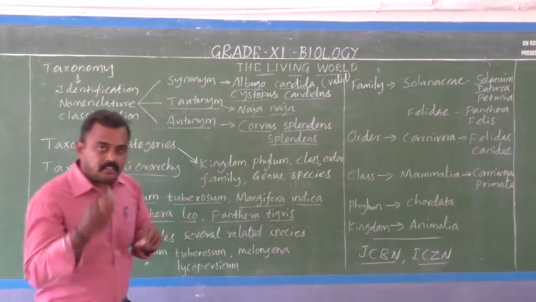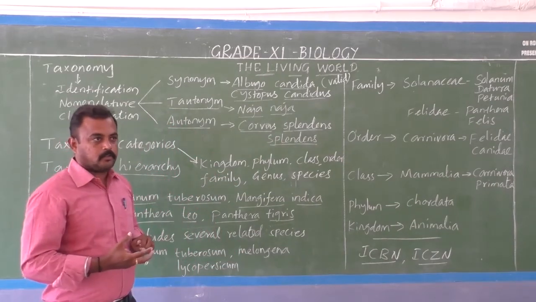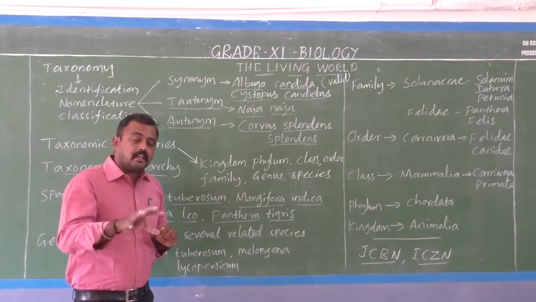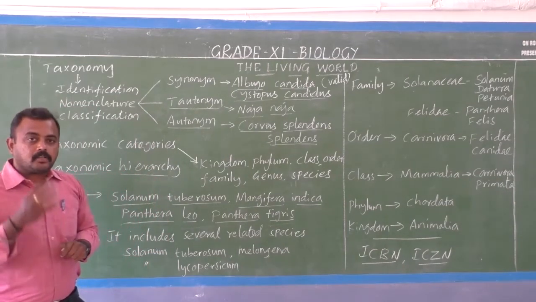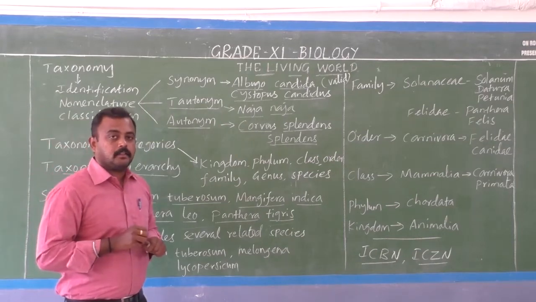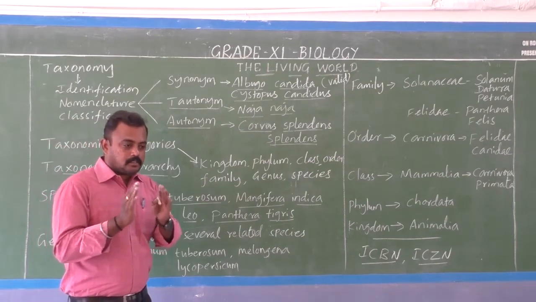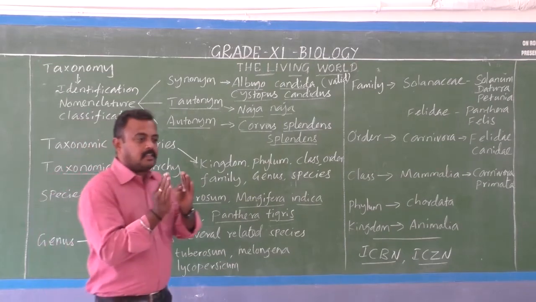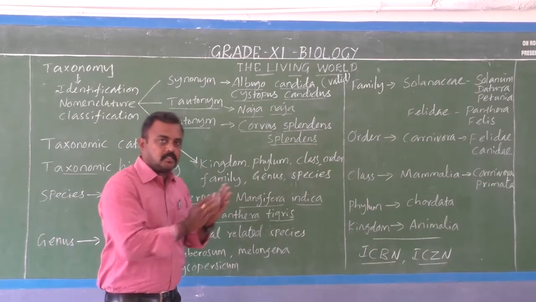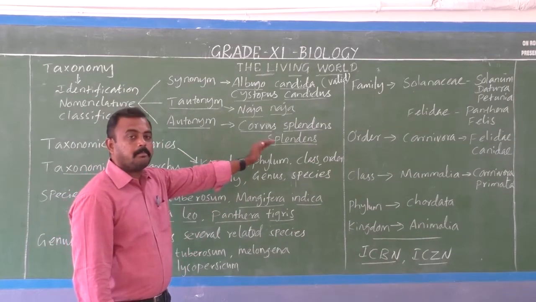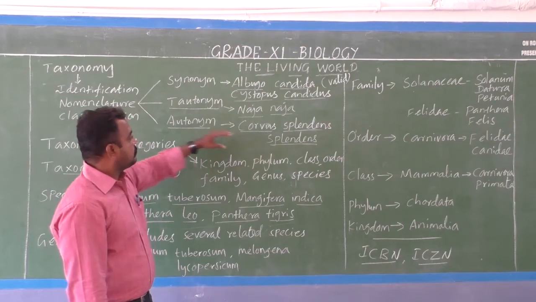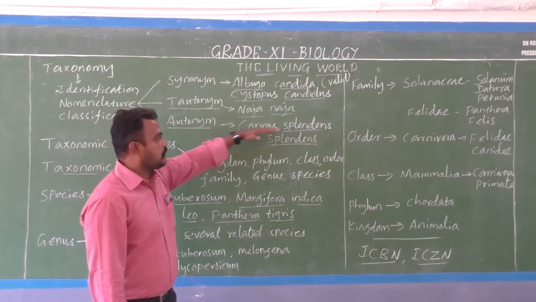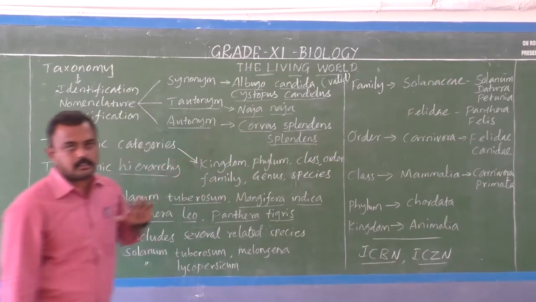How did the minor changes come to that particular species? That means, based on their habitat, they have some slight changes. So if it has slight, minor changes, that means we can give subspecies. So that's why here we have given three names: Corvus splendens splendens.